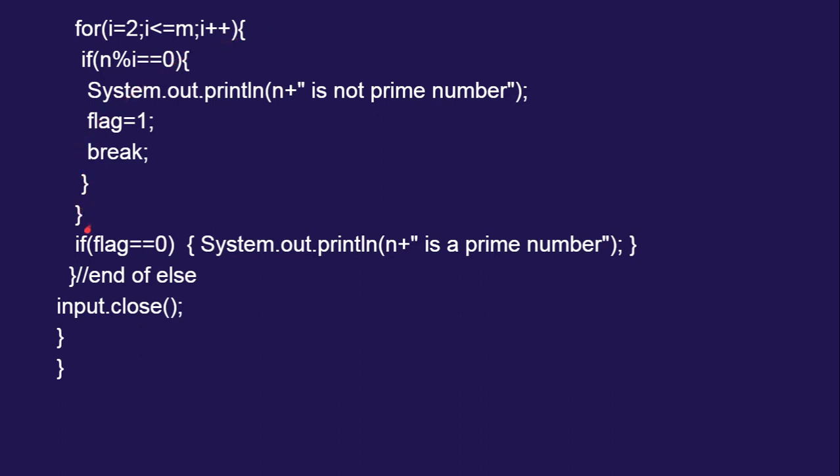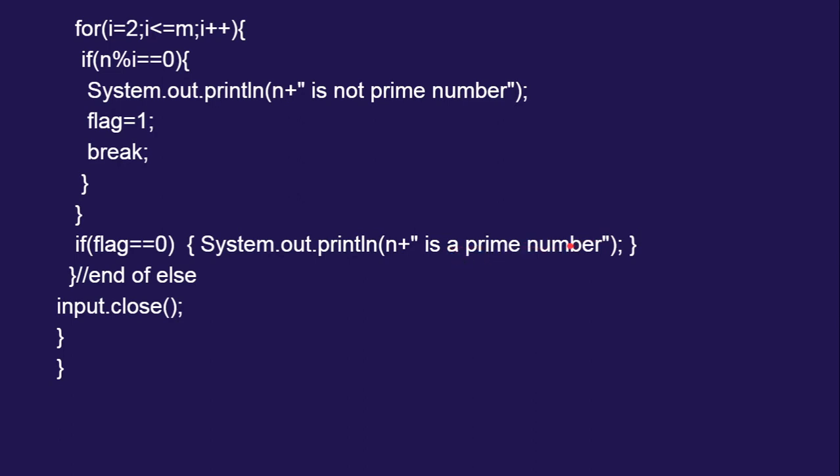Then we close the two open braces of the for loop. Now we are checking if flag is equal to 0, then we have to print it is a prime number, because if it is not a prime number we set the flag as 1. So if the flag is equal to 0, we print the message that it is a prime number.